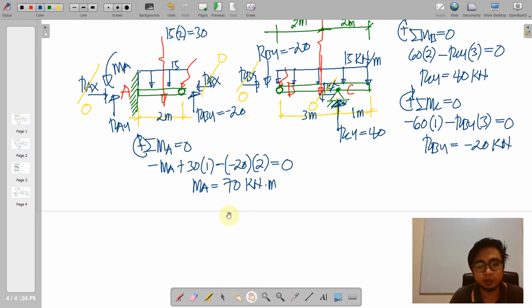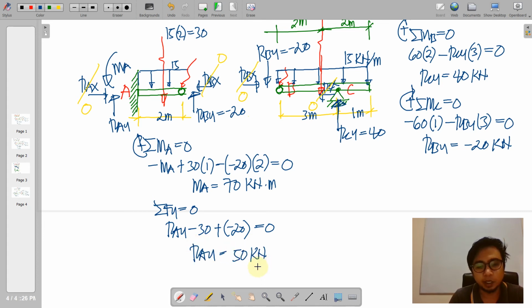RAY could be obtained by taking the equilibrium equation on the y-axis. So RAY is positive, minus going down 30, plus going up negative 20. All of those shall be equal to 0. So we have here RAY is equal to 50 kilonewton. So again, we place the values, the 70 and the 50.